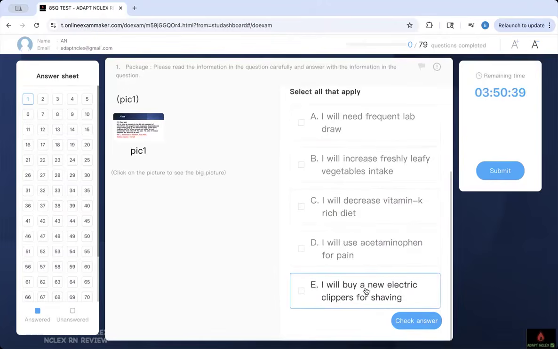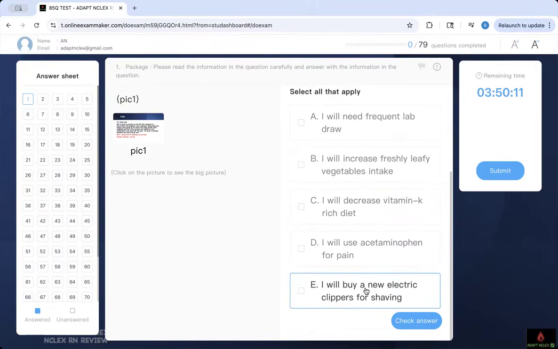I will need frequent lab draw. What do you think? I will increase fresh leafy vegetables intake. Do you think it's so? I will decrease my vitamin K rich diet. What do you think about it? I will use acetaminophen for pain. Should you do that? I will buy a new electric clippers for shaving. What do you think? Put down your answer choice in the comment section. But these are things you need to know about Coumadin.